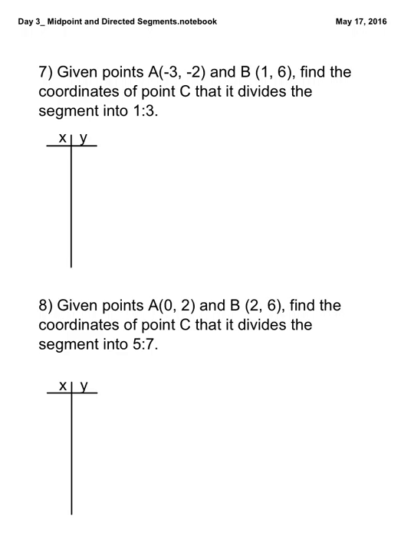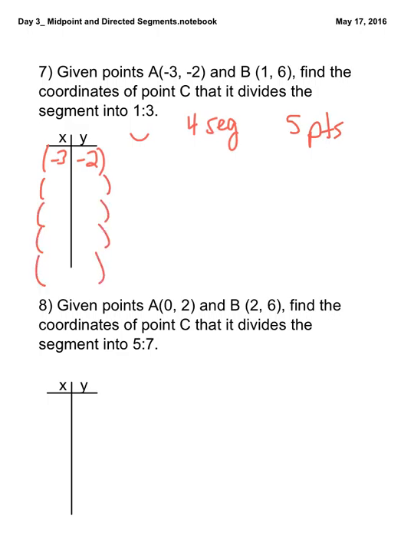That's different from 1 out of 3. That means we're actually going to need a total between these two of 4 equal segments. So if I have A here, negative 3, negative 2, remember if we need 4 segments, that translates into 5 points. So 1, 2, 3, 4, 5. And your 5th one should be the 1/6.